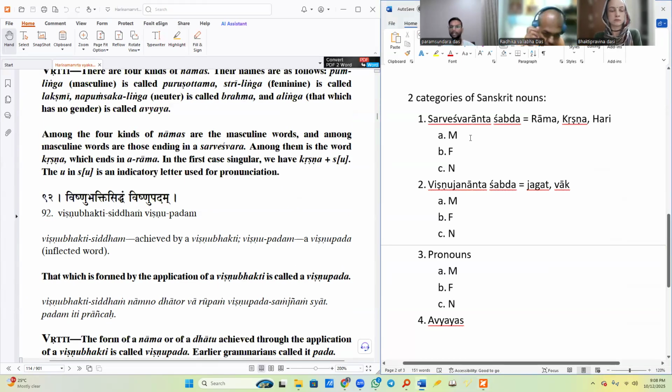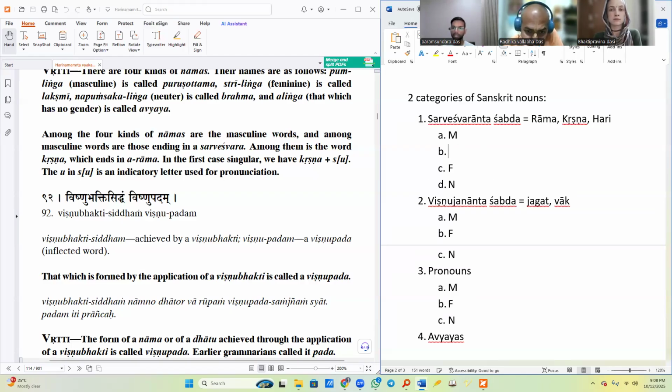Now Jiva Goswami is beginning with Sarveshwaranta Purushottam Linga Shabdas, words ending with Sarveshwara in masculine gender. Interestingly, Jiva Goswami goes in chronological order, in the sequence of the vowels. So he begins with a word ending with Aramata Shabda, and takes the word Krishna as an example.